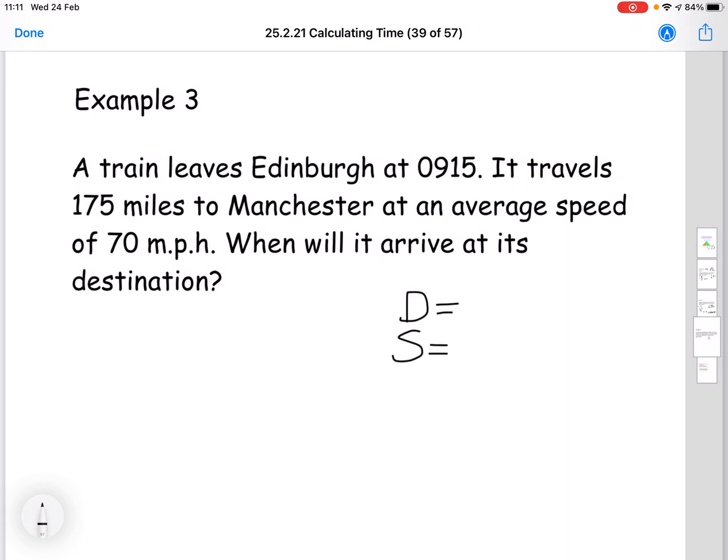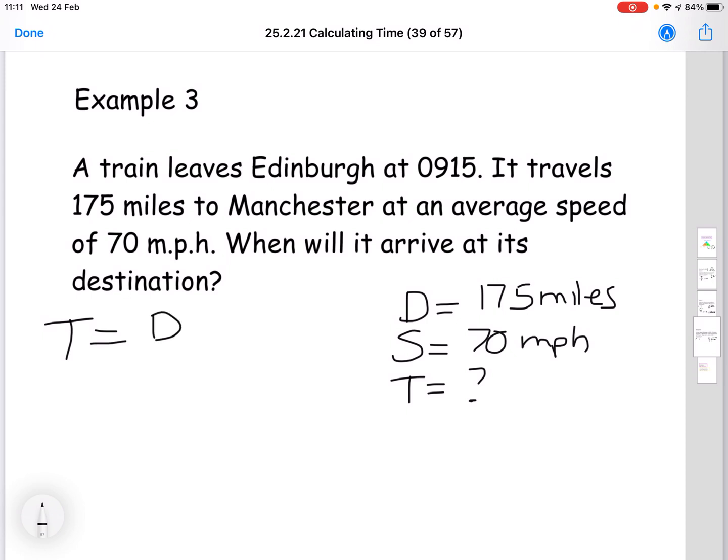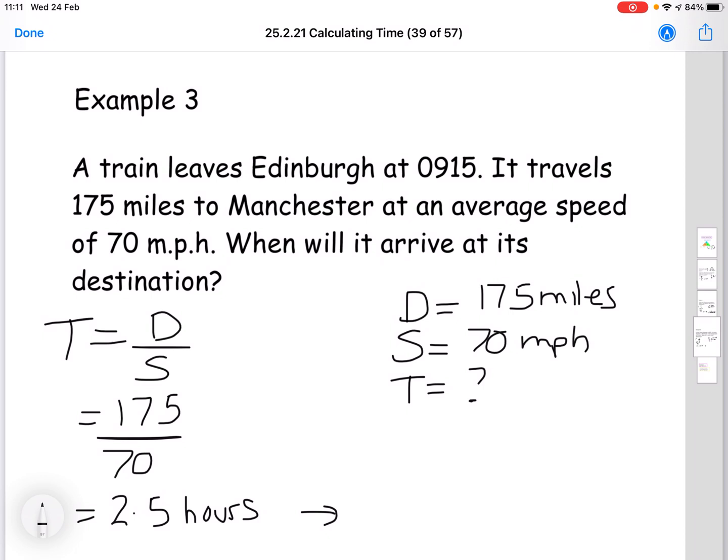So distance, speed, and time. Your distance here is 175 miles. Your speed is 70 miles per hour, and the time is what we're looking to find out. So time equals distance divided by speed. So 175 divided by 70. On the calculator, you're again going to get a decimal answer. It's 2.5 hours. So we need to write that in hours and minutes. It's a decimal time. We're changing it back to hours and minutes. So that would be 2 hours. 0.5 would be 30 minutes. That's another common one that I would expect you to know.